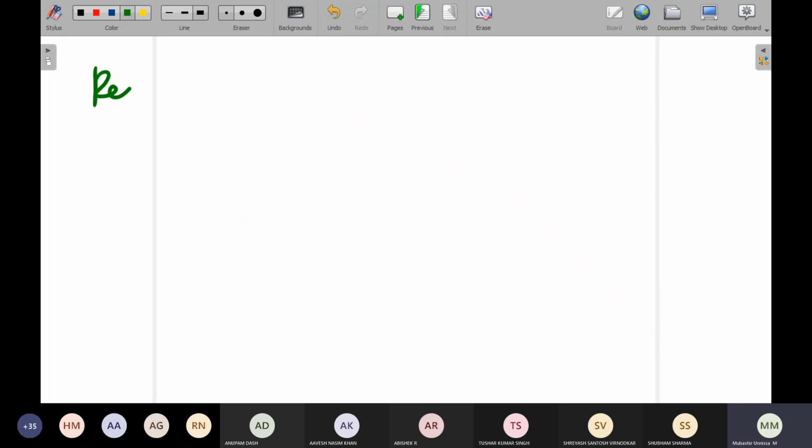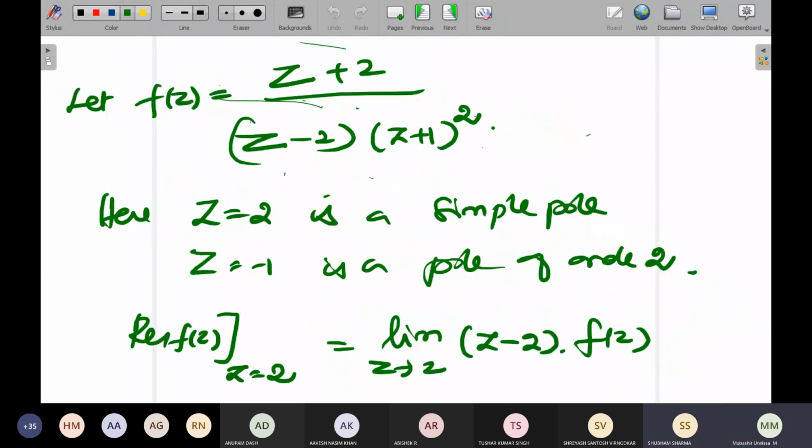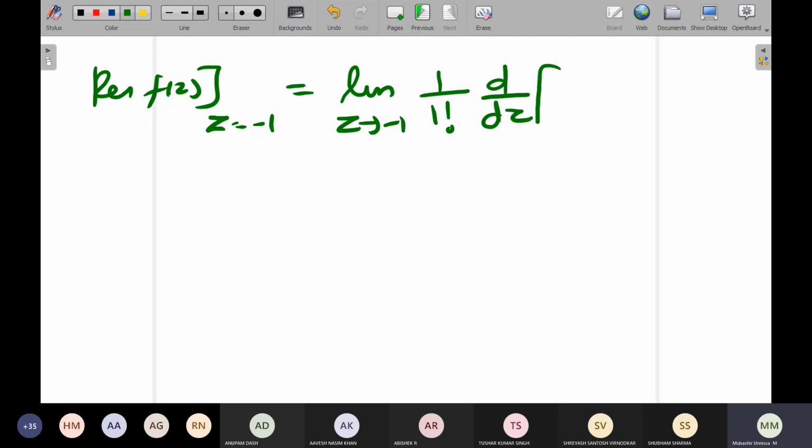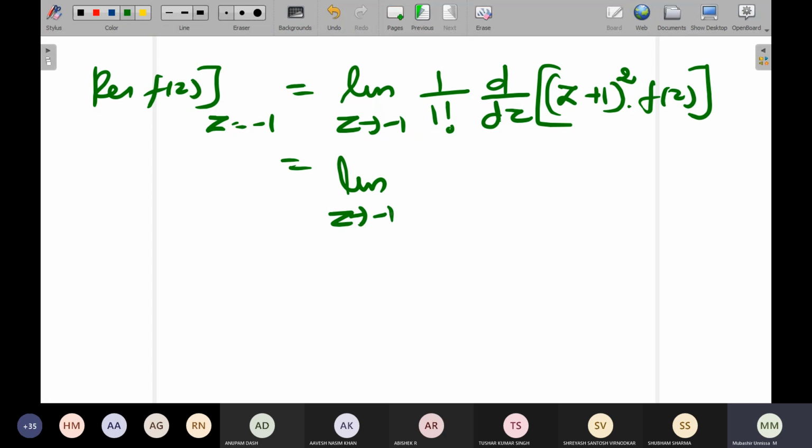Similarly, we have to find the residue of the function f of z at z is equal to minus 1. It is a pole of order 2. Since it is a pole of order 2, you know that it is limit z tends to -1, 1 by (m minus 1) factorial, so 2 minus 1 factorial, which is 1 by 1 factorial, into d by dz of (z minus (-1)) the whole square, which becomes (z plus 1) the whole square, into f of z. So we get d by dz of (z plus 1) the whole square into f of z.